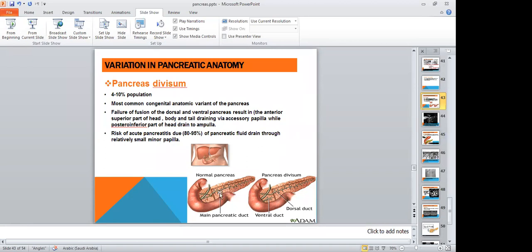This is the normal pancreatic duct. This is the main pancreatic duct, and this is the accessory pancreatic duct. While this is in pancreas divisum, we have the dorsal duct, and this is the smaller ventral. Risk of acute pancreatitis due to 80 to 95% of pancreatic fluid draining through a relatively small minor papilla.